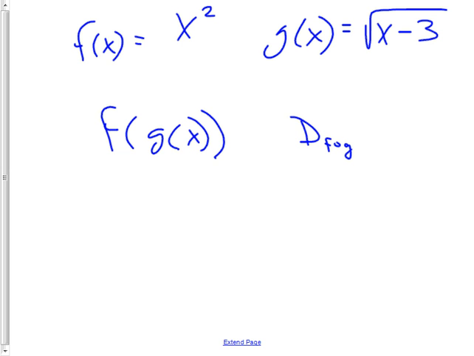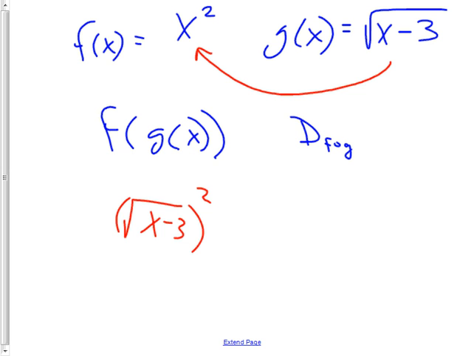Okay, so I'm going to put the g function into the f function. So this guy is going to go into this guy. And so I'm going to pick an empty spot squared and then pop in square root of x minus 3. A lot of people ask me, will that squared and that square root cancel? Yes, they will. And what do you get? X minus 3. There is my answer.